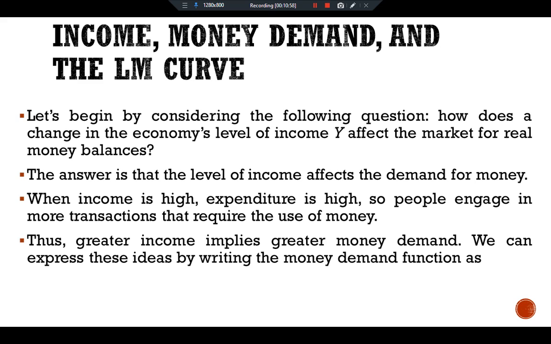We can express these ideas by writing the money demand function as (M/P)^d, a function of the interest rate and income. Thus the quantity of real money balances demanded is negatively related to the interest rate and positively related to income. Using the theory of liquidity preference, we can figure out what happens to the equilibrium interest rate when the level of income changes. So let's see a graphical presentation for that.